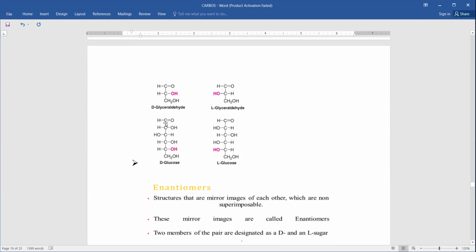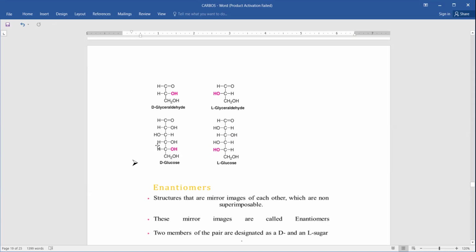Here this is the fifth carbon. This is first, second, third, fourth, fifth. If you observe these two, both are similar except for one thing. The position of the fifth hydroxyl group is different. Here it is the dextro side: the OH group is on the right side. This is the levo side: the OH group is on the left side.